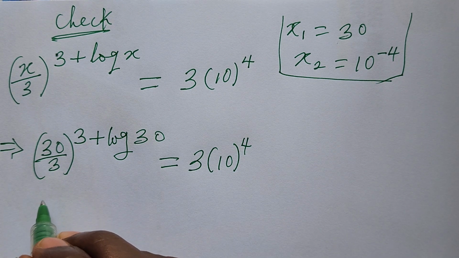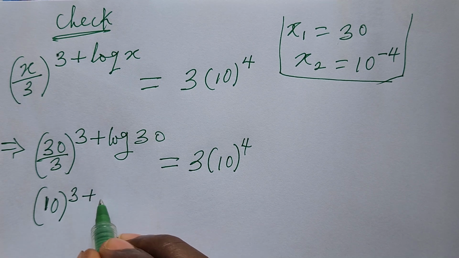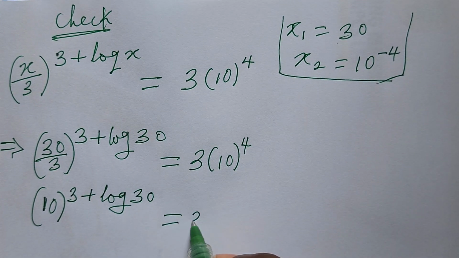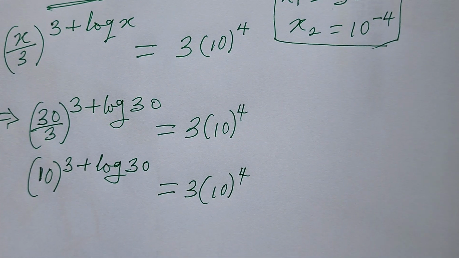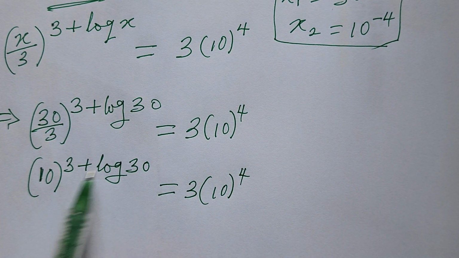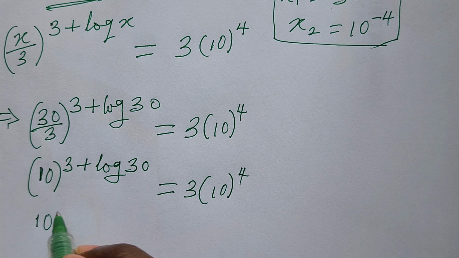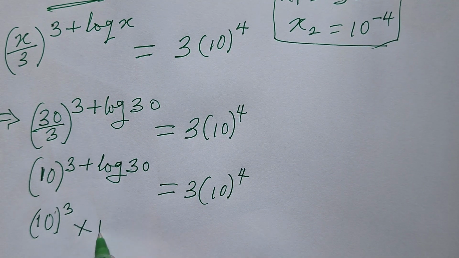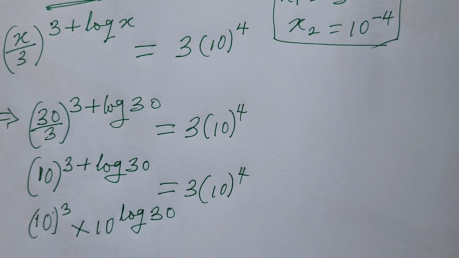So this is going to give us 10 all to the power of 3 plus log 30 is equal to 3 into 10 all to the power of 4. So look at this. This is an exponent, and here we have a sum. So we can rewrite this in this format, which is 10 to the power of 3, then times 10 to the power of log 30, right?